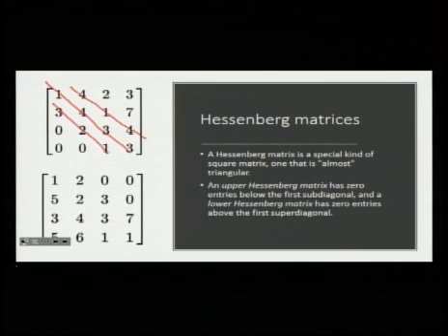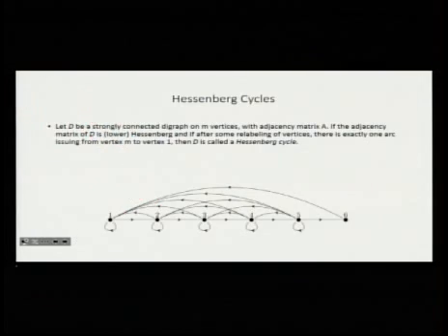For an upper Hessenberg matrix, it's going to have zero entries below that subdiagonal. And for a lower Hessenberg matrix, it's going to have zeros above that super diagonal.